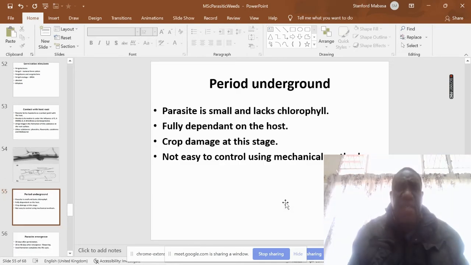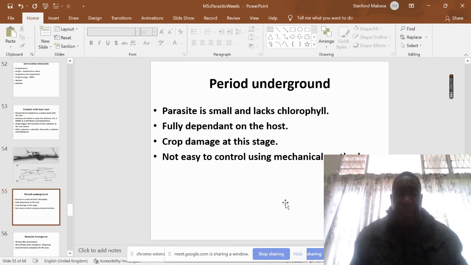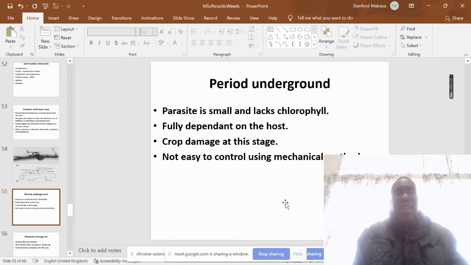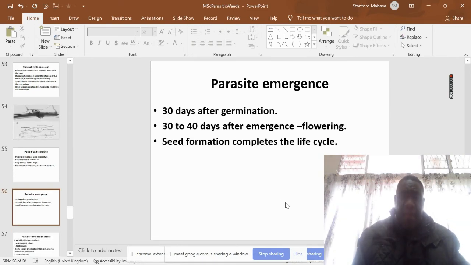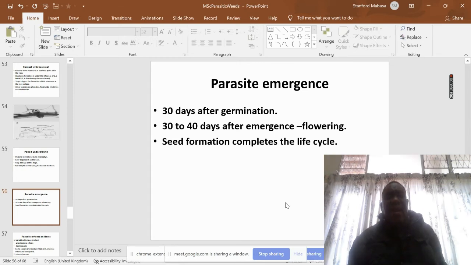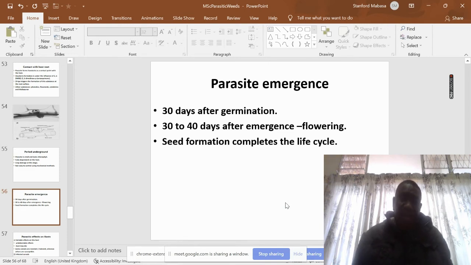So the period underground, the parasite is very small and lacks chlorophyll. At this stage, it is fully dependent on the host. Crop damage occurs at this stage. It may not be easy to control using mechanical methods. Anyway, the farmers cannot see it because it is underground. So the parasite emerges after 30 days. It takes 30 days after germination, 30 to 40 days after emergence, it goes into flowering, seed formation, then the life cycle is complete. So this is it on the life cycle.